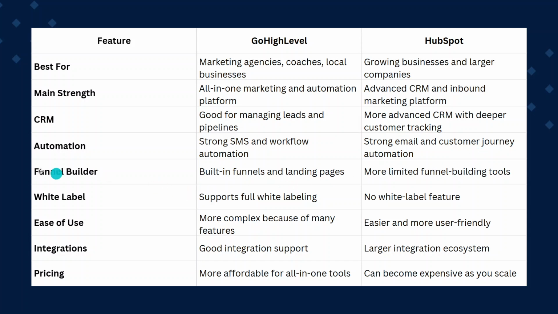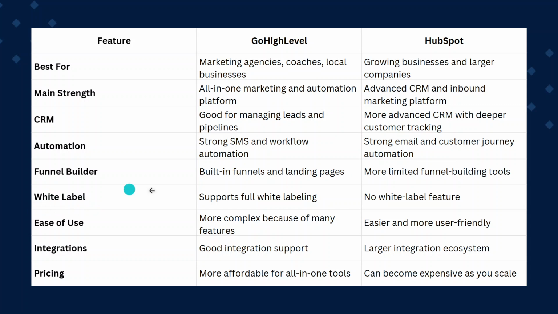For building funnels, GoHighLevel includes its own funnel and landing page builder right in the platform. That makes it convenient if you want to build pages without extra tools. HubSpot's funnel features are more limited, and you may lean more on external tools or its forms and landing pages in a simpler way. A big differentiator for agencies is white labeling.